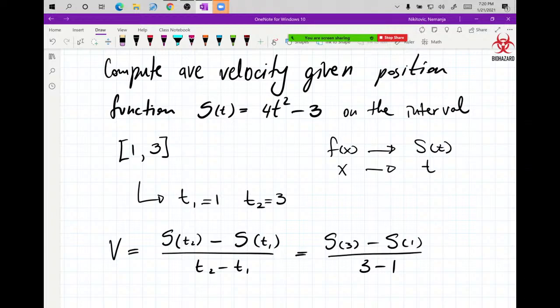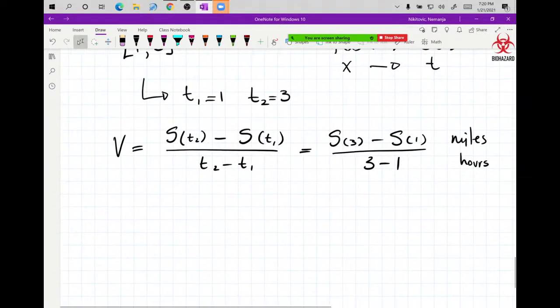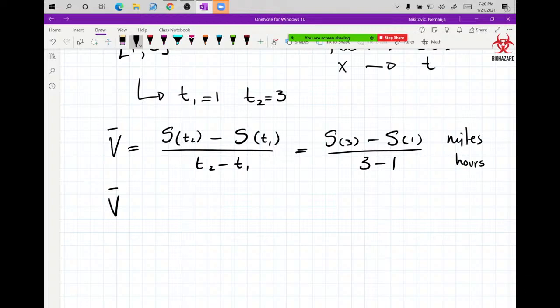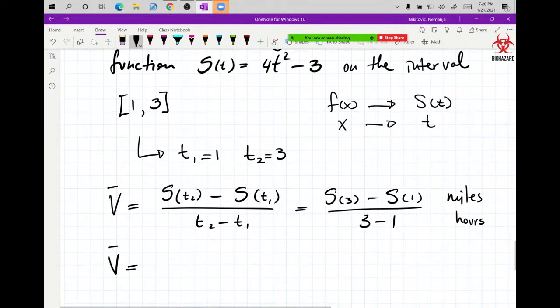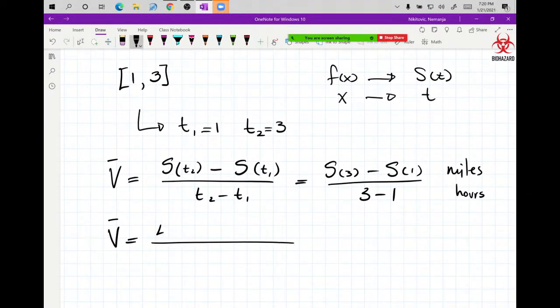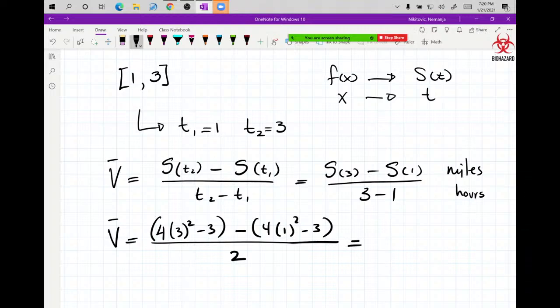If you want, I can change to miles and hours, so you get your miles per hour. It's a velocity. And you can keep going with this. So your average velocity, usually you put this line on top to show it's average, is going to be, okay, so what's my function? It's 4t squared minus 3. So 4 times 3 squared minus 3, minus 4 times 1 squared minus 3, divided by 2, because 3 minus 1 is 2.